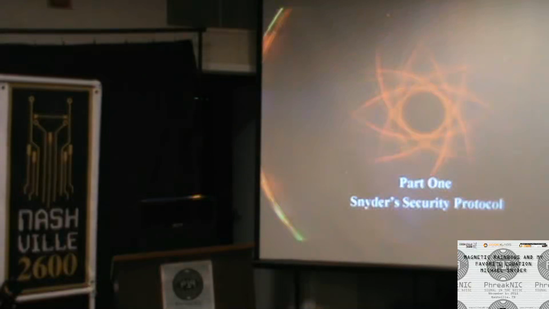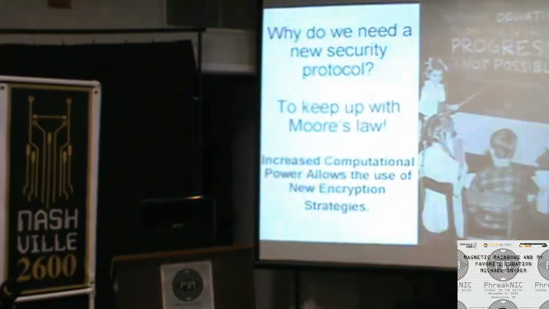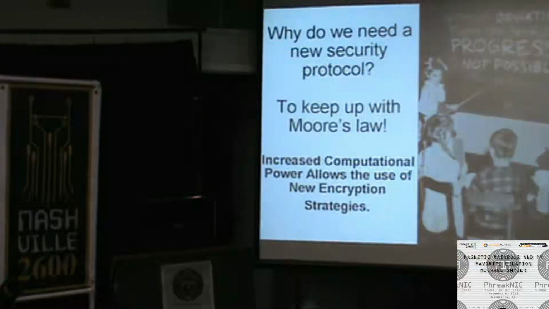Okay, the first part of my talk is Snyder's security protocol. And this is just a little protocol that I came up with. I think it will increase encryption, and it's at layer 4, so we can use everything we already have. We can just add another one to it. Okay, like a copy. Why do we need a new security protocol?